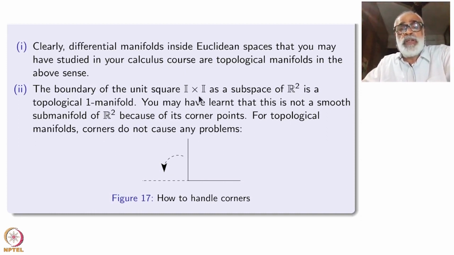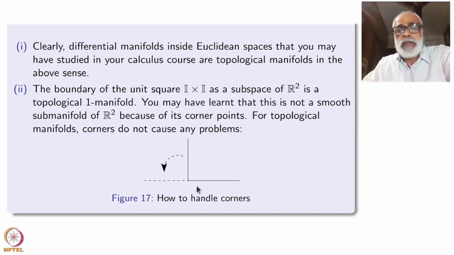The boundary of the unit square as a subspace of R^2 is a topological one-manifold. Even simpler, if you take any triangle, the boundary of that triangle consisting of 3 sides will be a topological one-manifold. You may have learnt that this is not a smooth manifold inside R^2 because triangles have corners, the squares have corners and so on. The corner points cause problems, right? If you don't know that, don't worry. They are all topological manifolds.